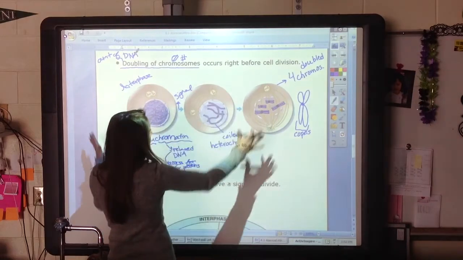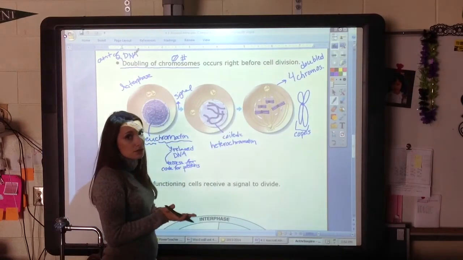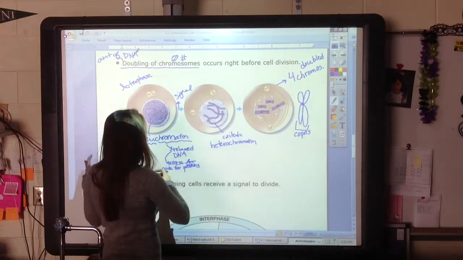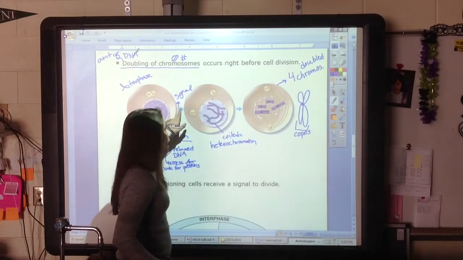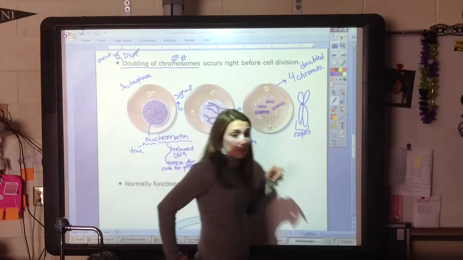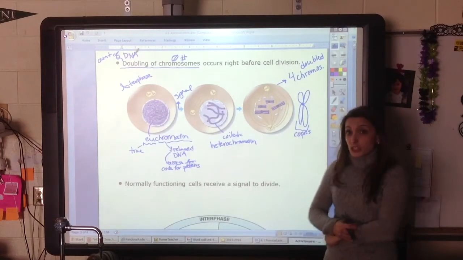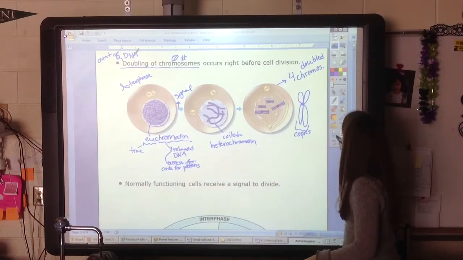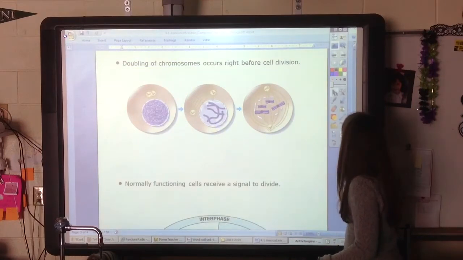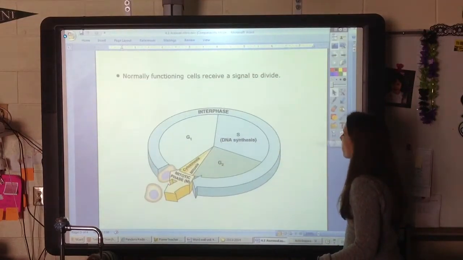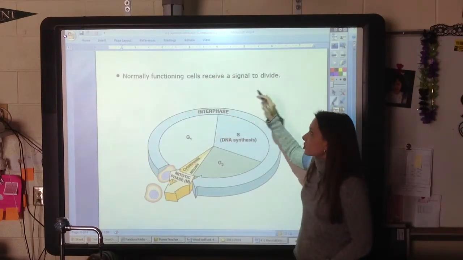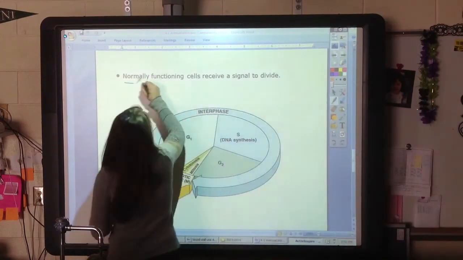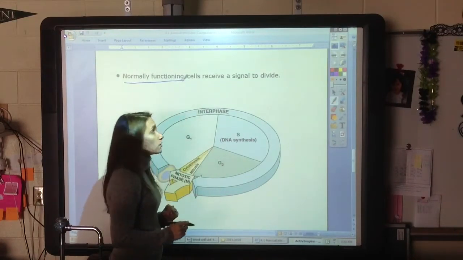So you should be able to begin looking at pictures of cells and identify what happened before and what will happen after. But this all hinges on the fact that the cell needs to receive a signal to actually do this. And so we want to talk just a little bit about this signal. Pay attention to what this says. Normally functioning cells receive a signal to divide.